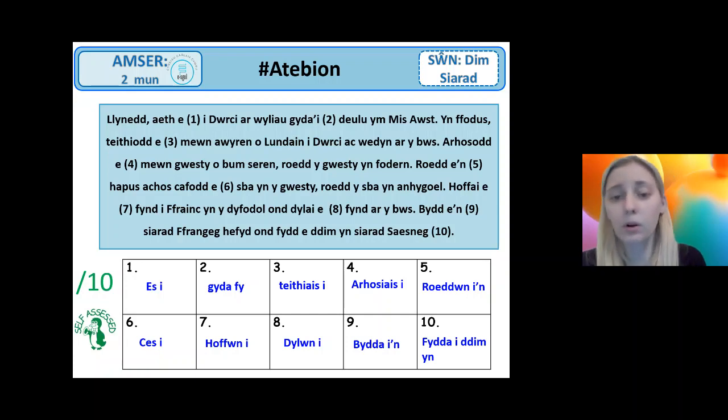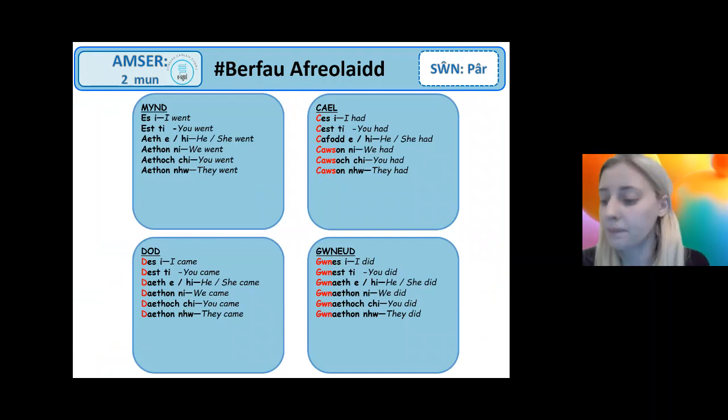So now we're going to move on to the next part of our session, which is looking at correcting the verb forms. In order to do this question today, we are going to correct the verb forms in the berfau afreolaidd, the irregular past tense. The exam board may set a question on any of the other tenses. They might want to mix up the tenses in the question. They might stick to one tense. It depends how challenging they want to be on the day. So just to remind you, this is the imperfect tense. Hopefully you've seen this tense since GCSE.